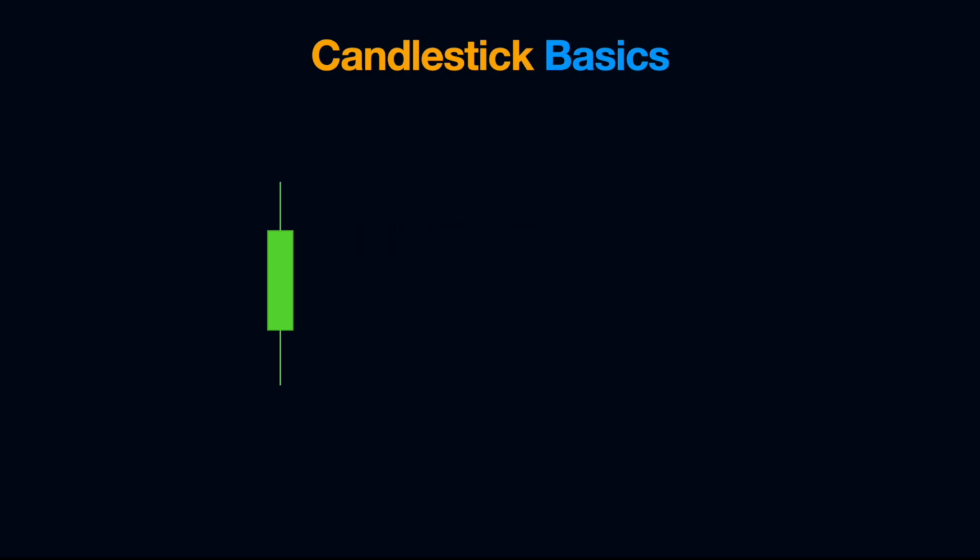Let's take a look at the different parts of a green candlestick. The thick middle section is called the body of the candlestick. The thin lines on the top and bottom are called wicks. A green candle means the price closed higher than it opened, so when the candlestick is green, the bottom of the body is the opening price, and the top of the body is the closing price for that time period. The bottom of the lower wick is the lowest price reached in that time period, and the top of the upper wick is the highest price reached during that time period.